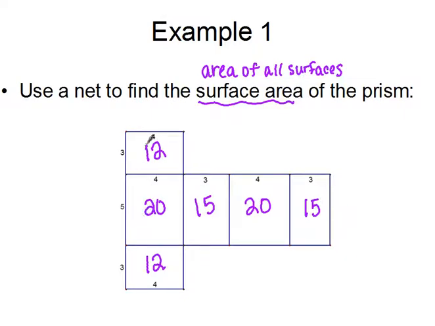So then to find the surface area, we'd add all these things up. So we'll do 15 plus 15 is 30, plus 20 is 50, plus 20 is 70, plus 24 would be 94. And it would be units squared if we knew what the units were, because it is still area.